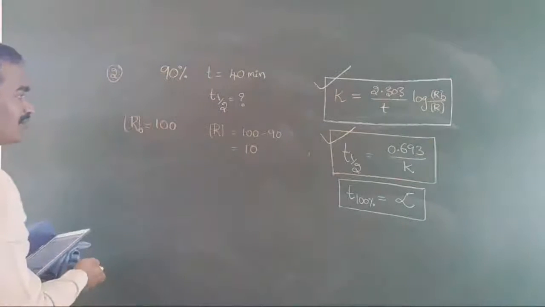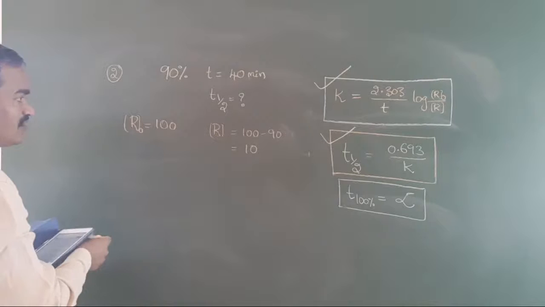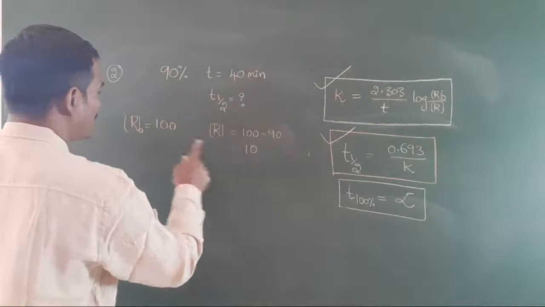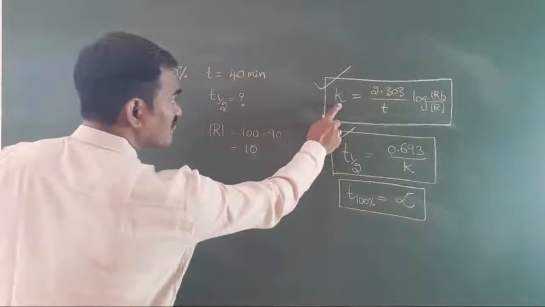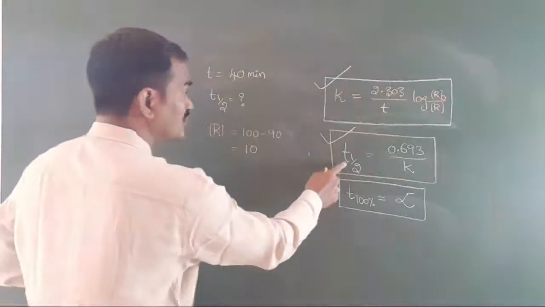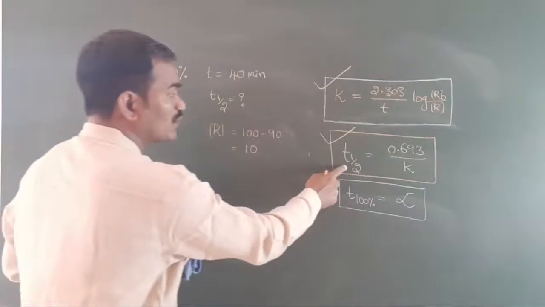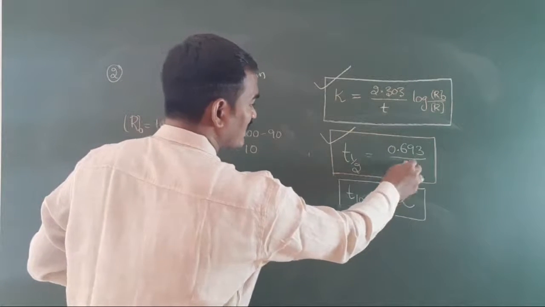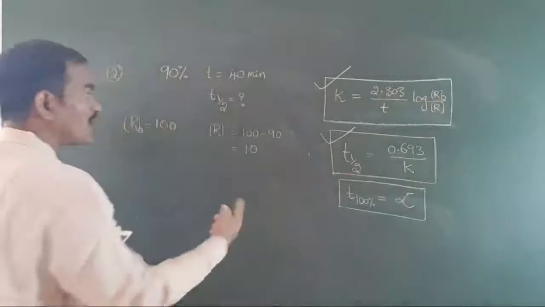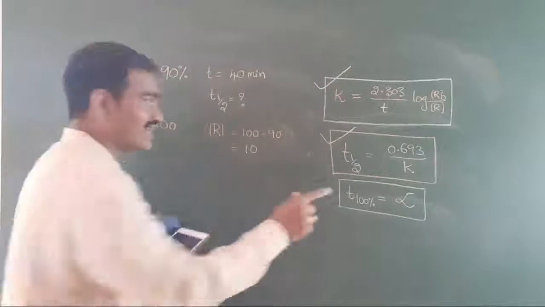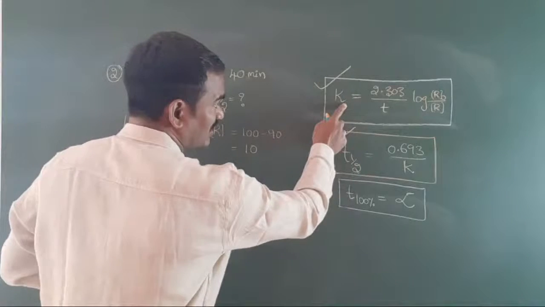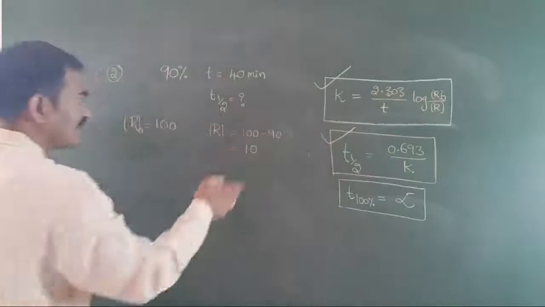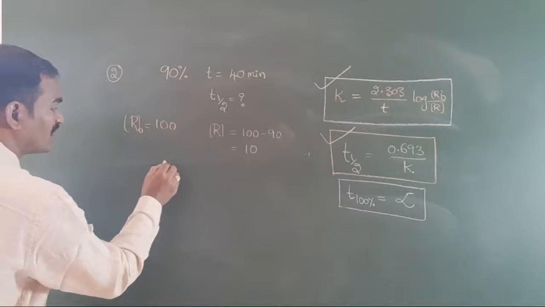Okay sir, why do we have to take R naught and R? Because first we have to calculate K, because they are asking for T half. If you want to calculate T half, we need to use this formula. In this formula, is K there? No. So how can we calculate K? We can calculate K from this other formula. That's why I am substituting the given data in that formula.